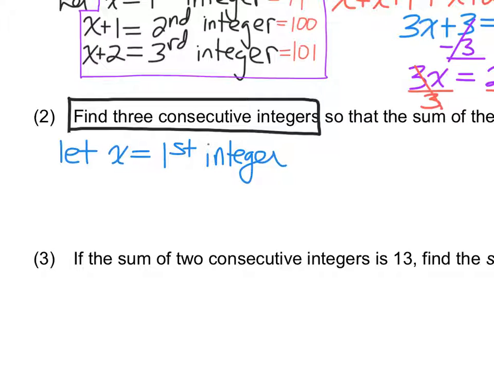Consecutive means what? One after the other. So if I have a 2 and I want the next consecutive integer, what would that next one be? 3. All right. What's the difference between consecutive integers? One unit, right? It's a math difference, not like common speaking difference. So if I want 3 consecutive integers, I need 3 components to my let statement. So I need a second integer, and I need a third integer.